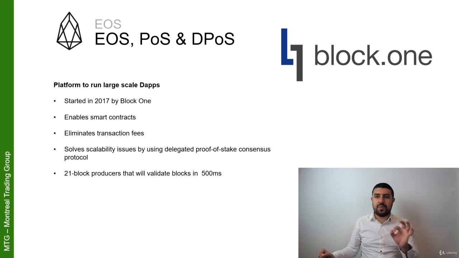Now, there are differences between Ethereum and EOS, and we'll get into that. But basically what EOS does, they enable smart contracts, same thing as Ethereum. They're eliminating transaction fees, and they're solving the scalability issue that we're having by using a different consensus algorithm than Ethereum and Bitcoin and a lot of other currencies. They're doing what we call delegated proof of stake consensus. Now, to understand that, we need to understand what proof of stake is.